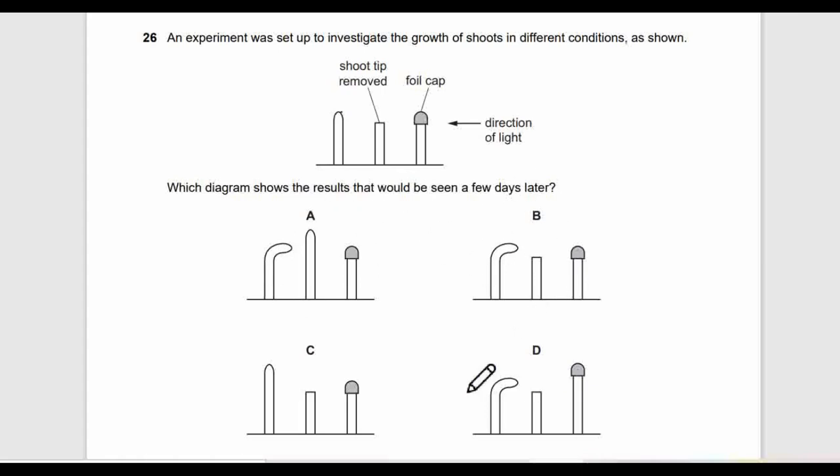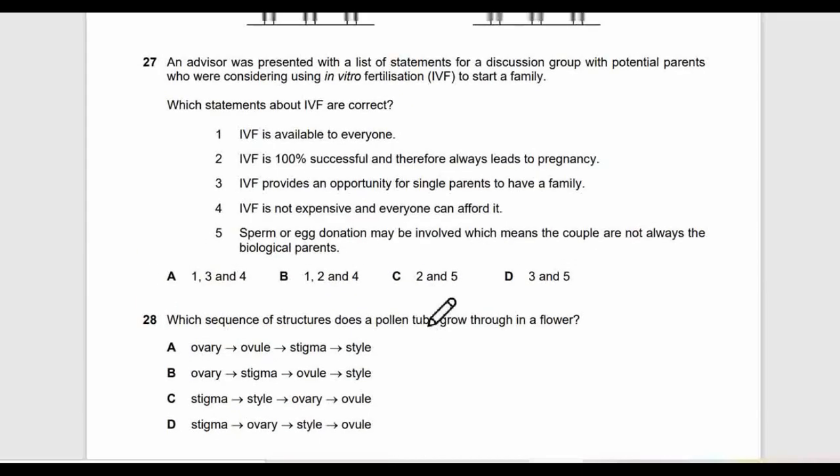So A, B, C is correct for the left one. For the middle one, as the shoot tip is removed, it will remain like this. And then the foil cap means the auxin hormone is covered. So it will not bend anywhere, but it will grow just upright. So this will be between B and D. We choose D because you can see this one has grown longer. Now this one is bending here, so we choose D. For question 26. Question 27.